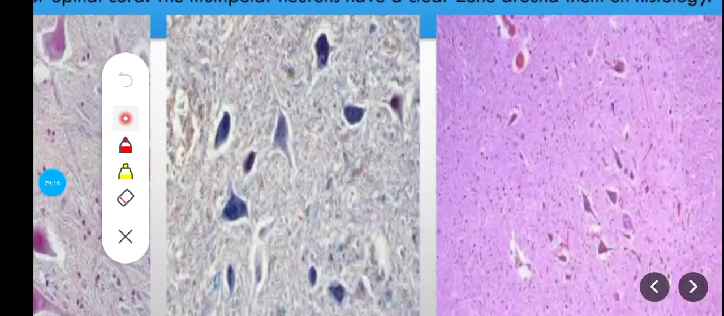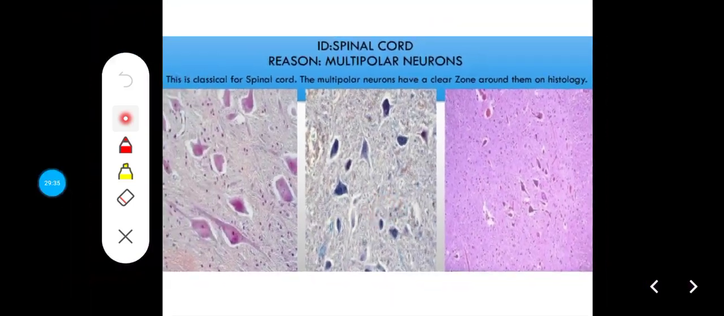Then cells with numerous processes, more than one process. A process is just like an extension from the cell body. So more than one process means multipolar.